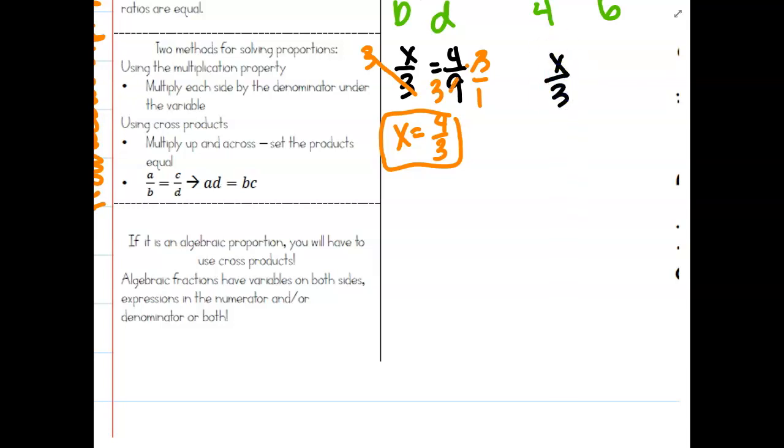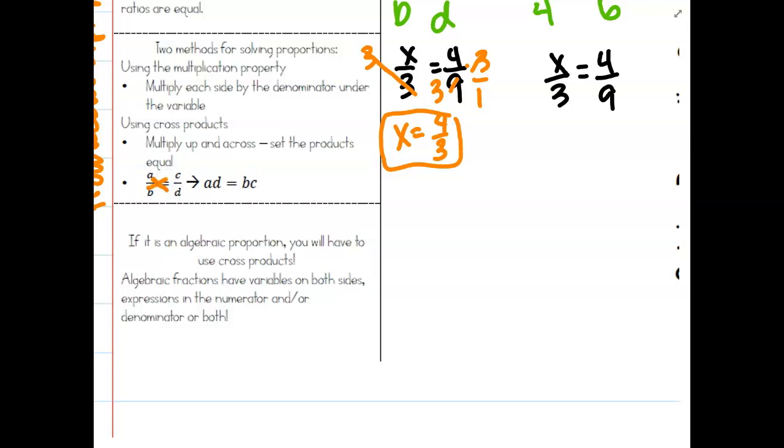So, if we have the same problem, x over 3 equals 4 over 9. The cross product property tells me that in this proportion, you can multiply up and across, and those products are equal. So, for example, when I have a over b equals c over d, if you multiply a times d, up and across, that is equal to multiplying up and across the other way, b times c. So that's exactly what you're going to do.